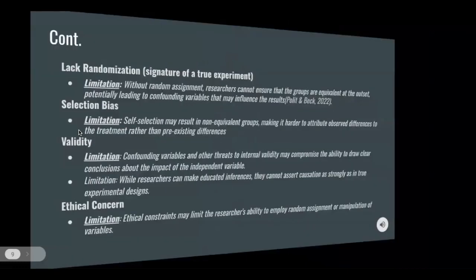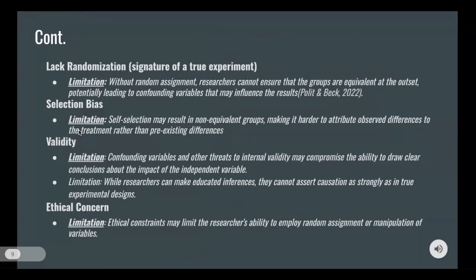All right, so a crucial limitation in studies without randomization, which is considered the signature of a true experiment, is the inability to ensure that groups are equivalent at the outset. This lack of equivalence opens the door to potential confounding variables that can influence the results.